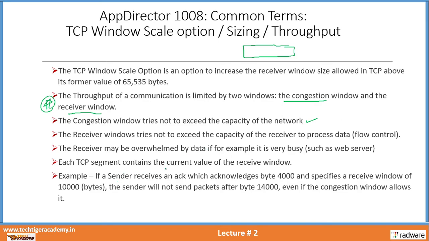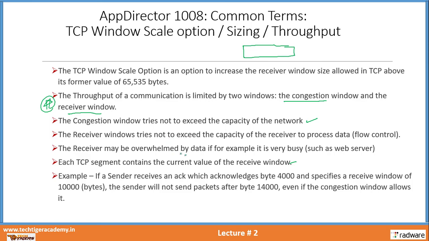Each TCP segment contains the current value of the receive window, because the window size is predefined. In Windows systems you can set that in the registry as well. Just Google around and you will see the default window size in TCP. You can even increase and decrease it, and it is going to cost you in your overall throughput. So be very careful when you do that. You should have a reason before you change the default value.